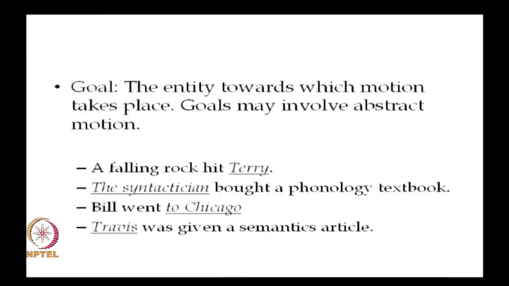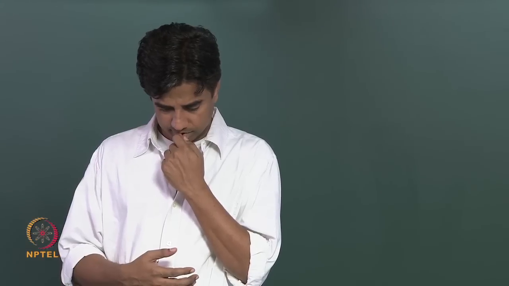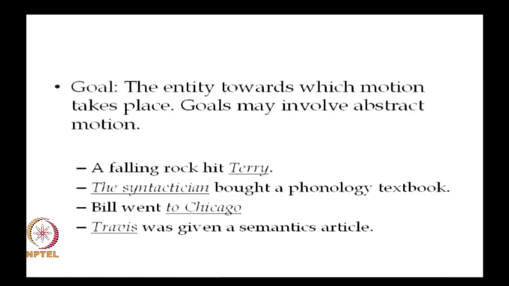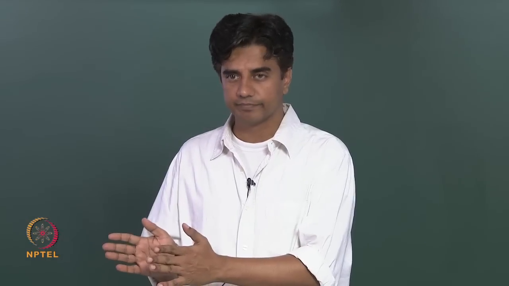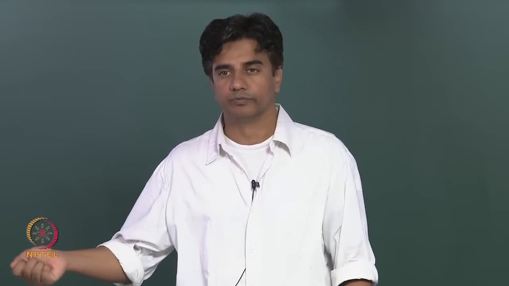How is the syntactician a goal, sir? No. There is an error here. Syntactician bought a phonology book. No, this is an error. That sentence is not good. But look at the third one. Bill went to Chicago. To Chicago as a phrase is a goal.